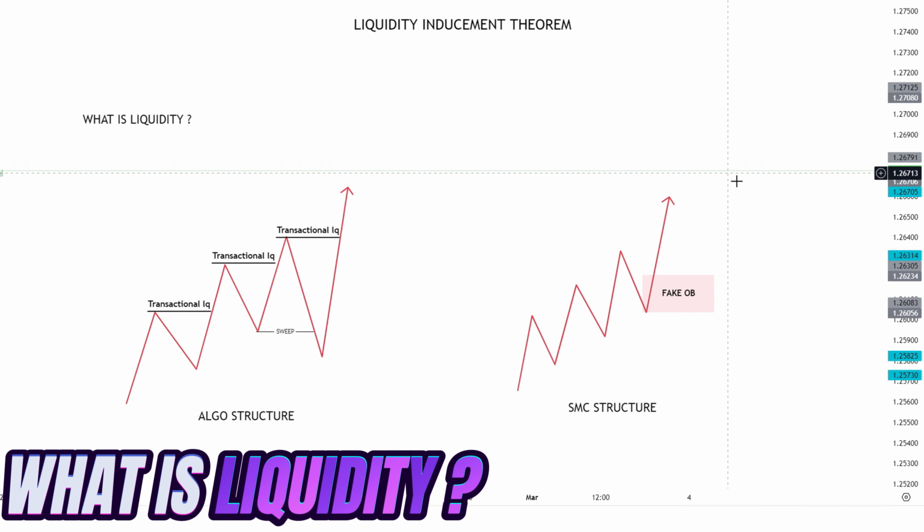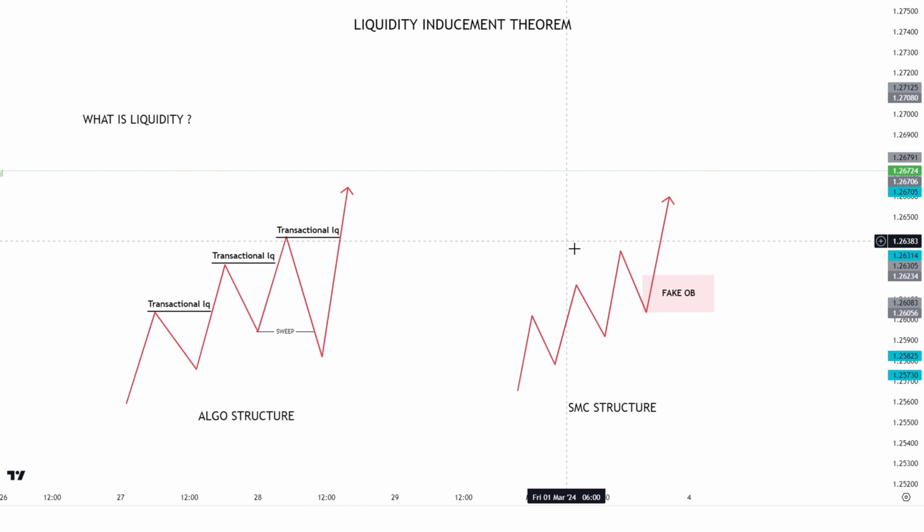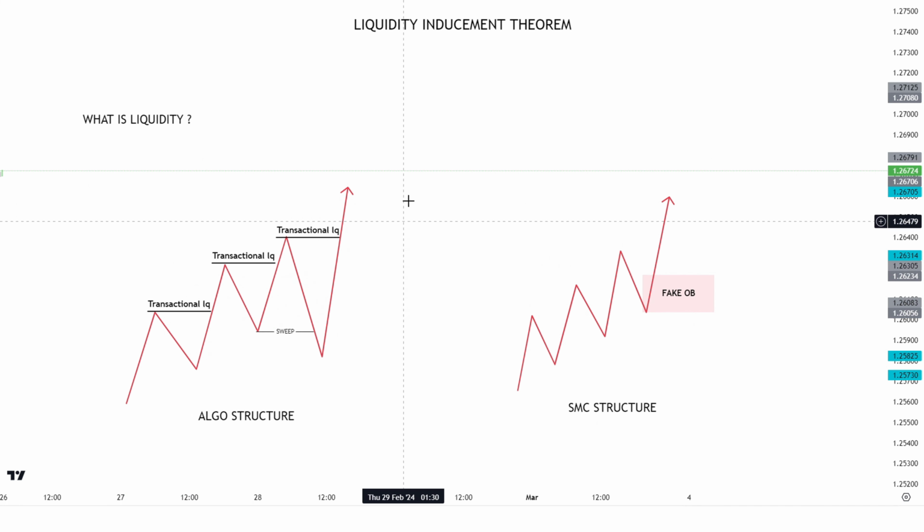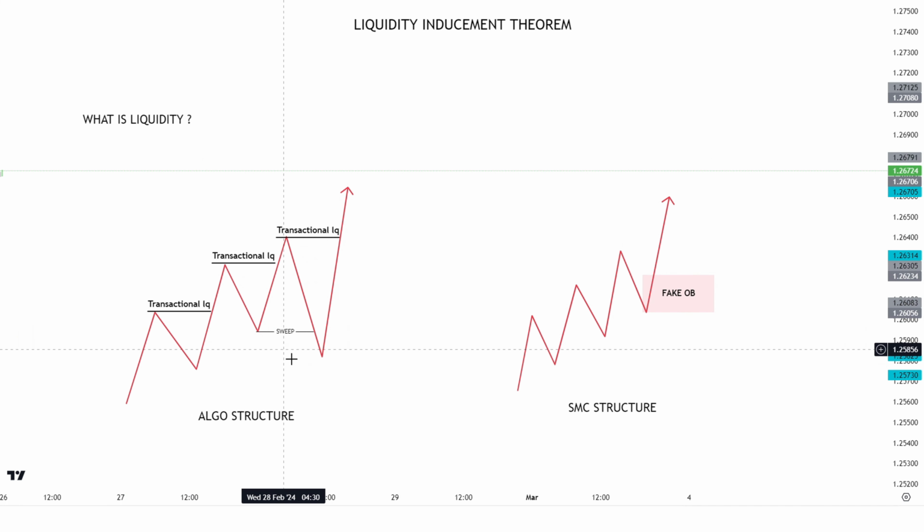So let's understand what is the liquidity first. Liquidity is the fuel for the price. Any move will originate because of the liquidity. If you see this move, smart money people will call it a retracement, it is caused because the transactional liquidity is taken out. This move, this big expansion, is caused by inducement liquidity being taken out.